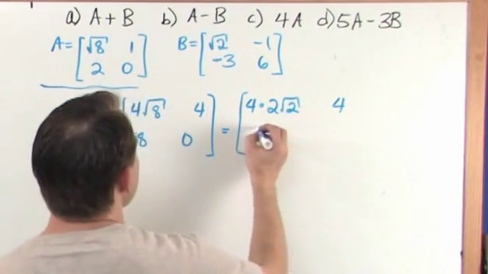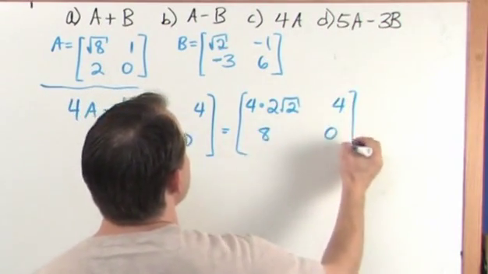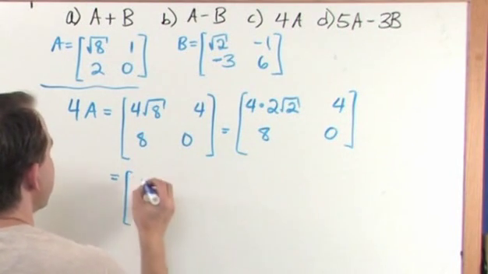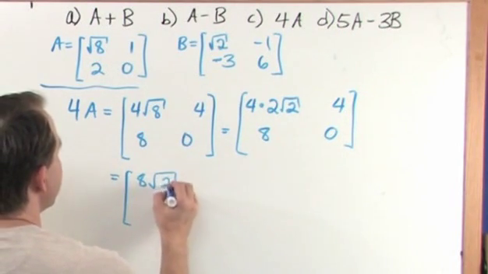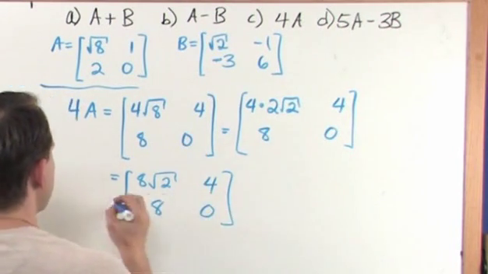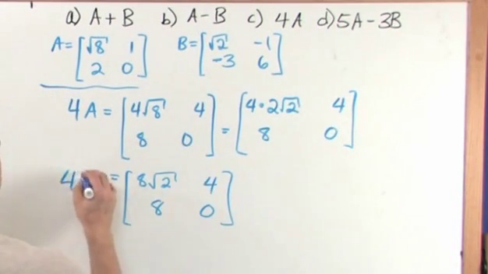And so you have a 4 and an 8 and a 0. And so finally you just complete things by doing this multiplication. So you'll have 8 times the square root of 2, and then the other elements just stay the same. And this is 4 times A. 8 times the square root of 2, 4, 8, 0. Those are the elements of that matrix right there.